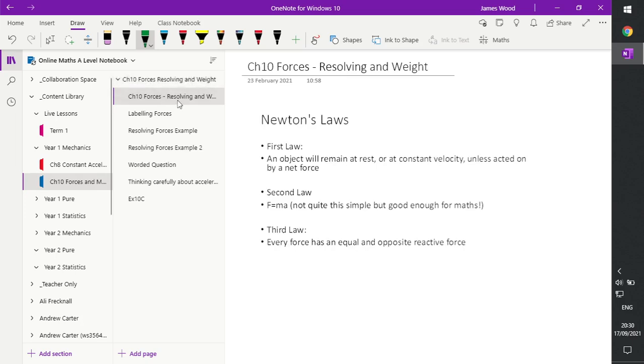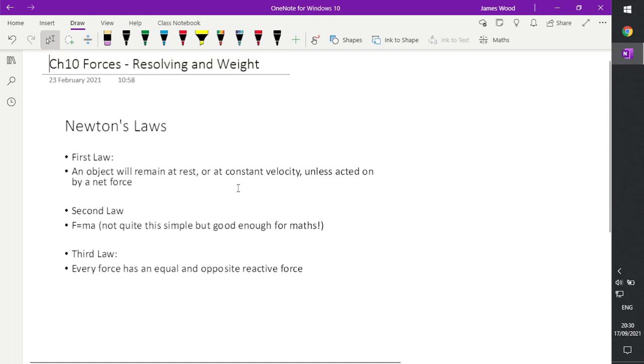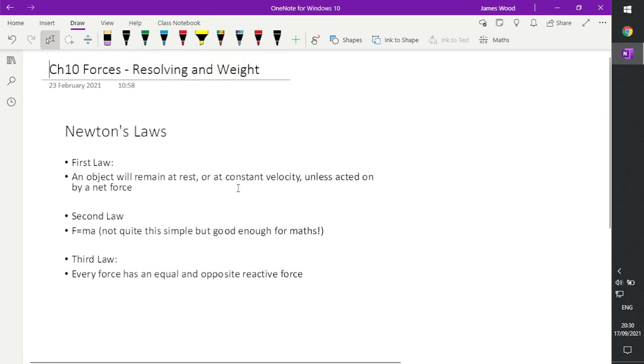Now, Isaac Newton, I certainly hope you've heard of him. He was rather a prolific mathematician, came up with a pretty big proportion of the things we learn in A-level maths. He was a bit of a physicist as well and came up with these three laws for forces. Now, the first law was that an object will remain at rest or at a constant velocity unless acted on by a net force. So the at rest bit is pretty simple.